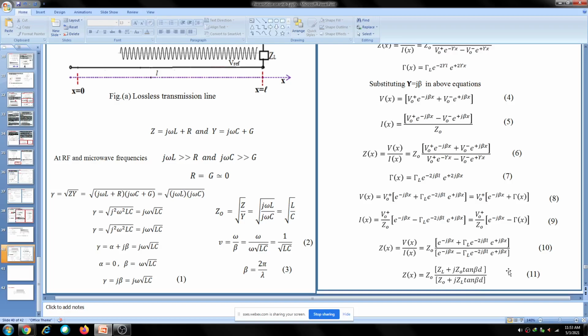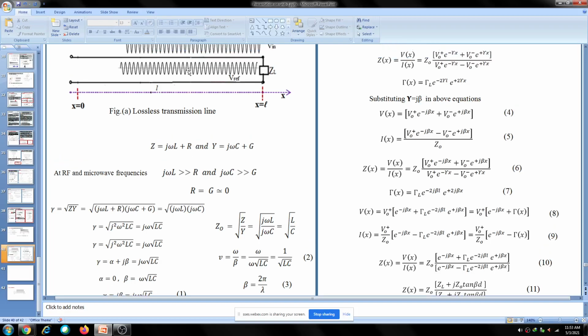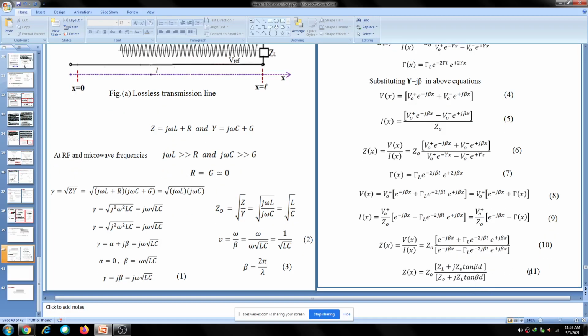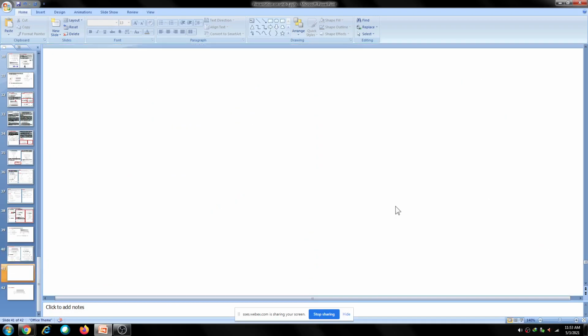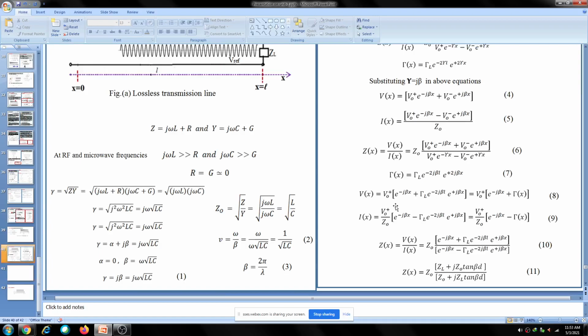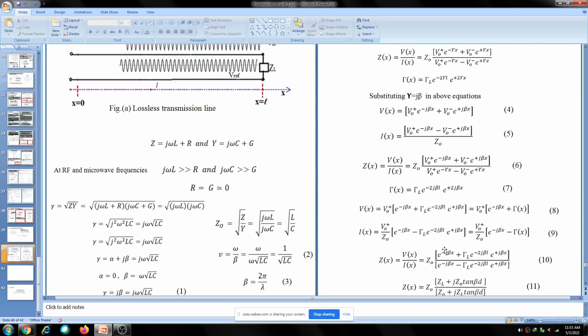The input impedance and the current and voltage are given by these equations. What is the input impedance? That is given by this equation. So this is for the lossless line.